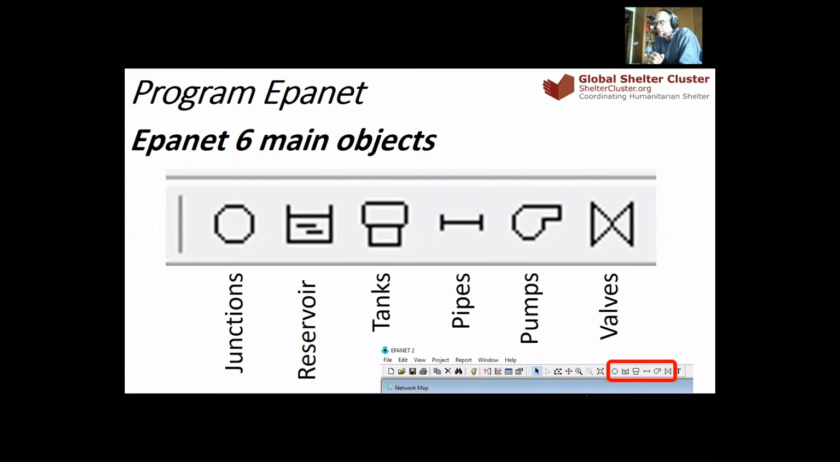We have the tank. A tank is a closed tank, can be an elevated tank, can be a bladder, can be a rotor tank, something that has variable elevation. When it's empty, it is low. When it's full, it is high. Then we have the pipe. Pipes are characterized by size and length. And we have the pumps. Everyone knows what the pumps are. And then finally, we have the valves. Let's now check the characteristics of each component.